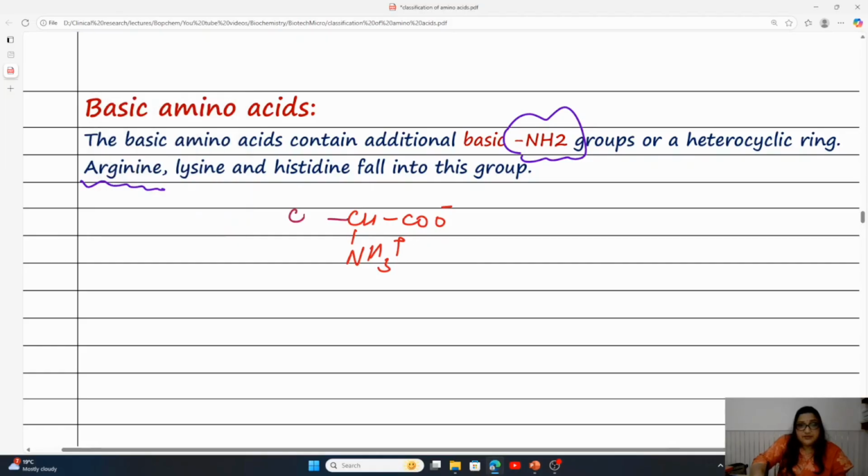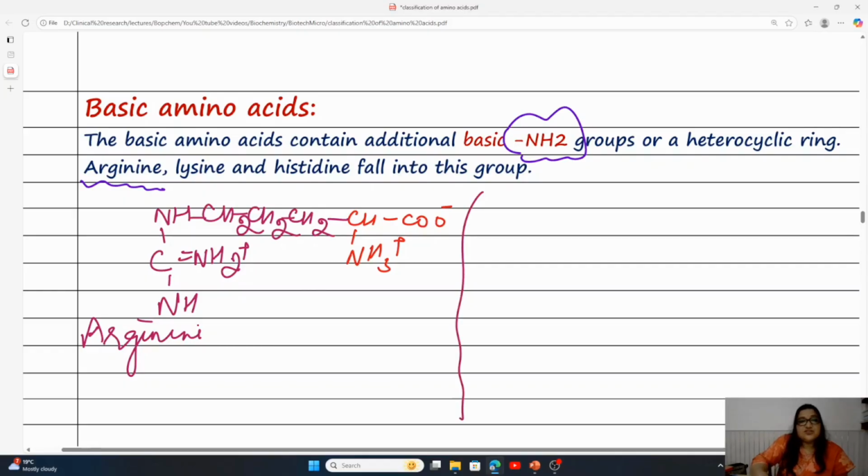Okay. Now, in the structure of arginine: CH2, CH2, CH2, NH, C, NH2 positive and NH. So this is the structure of arginine.